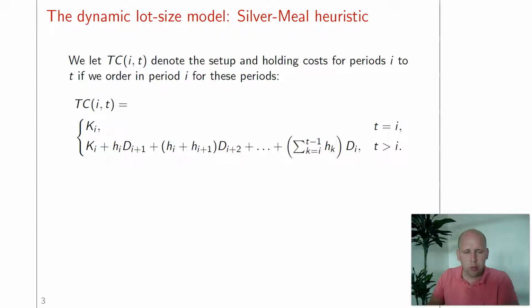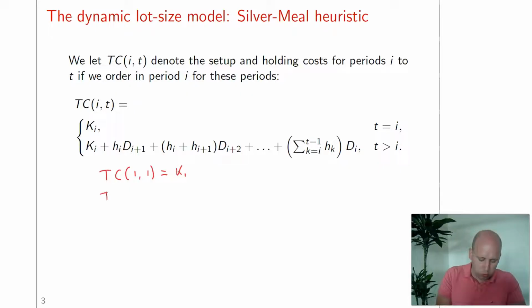What we are going to do for this heuristic is we will first define TC as a function of I and T, and that TC denotes setup cost and holding costs for the periods I to T, if we order in period I for those periods. So that looks maybe complicated, but as an illustration, we could say, for instance, that in period 1, we order for period 1 only. So that is TC(1,1). In that case, we only pay the setup cost for period 1.